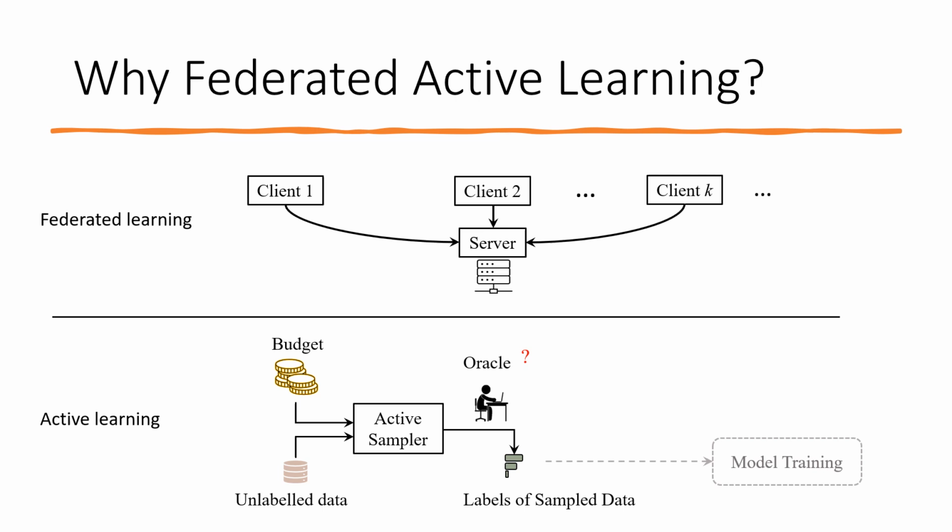Active learning allows us to make the most out of a limited annotation budget by selectively sampling and annotating only the most informative data points. Federated active learning not only efficiently utilizes a limited annotation budget, but also prioritizes data privacy in decentralized learning. It ensures that sensitive local data remains secure while enabling collaborative model training.